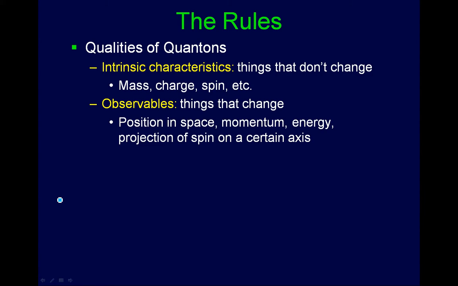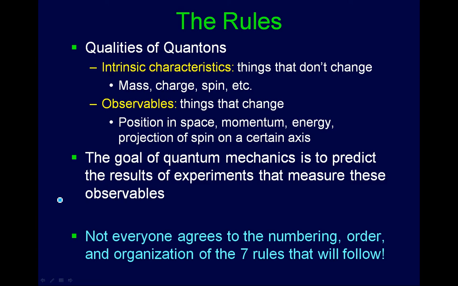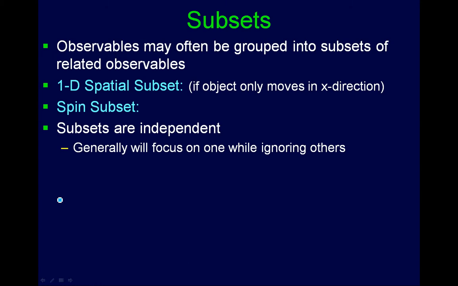For instance, their position, momentum, energy, and the one we've been discussing recently, the projection of a spin on a certain axis. The goal of quantum mechanics is to predict the results of experiments that measure these observables. And so the rules are going to give us a recipe for doing this. Now, just one note, these rules were built by a conglomerate of people, so it's not like Newton's laws where everyone agrees on them. They're all roughly the same, but everyone organizes them and numbers them a little bit different, so just be ready for that if you see the rules somewhere else.